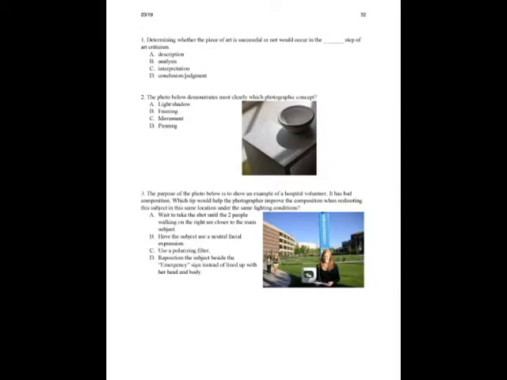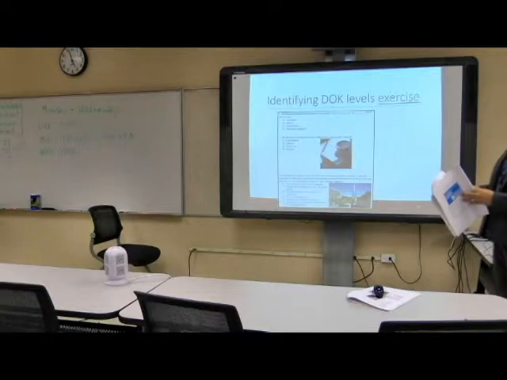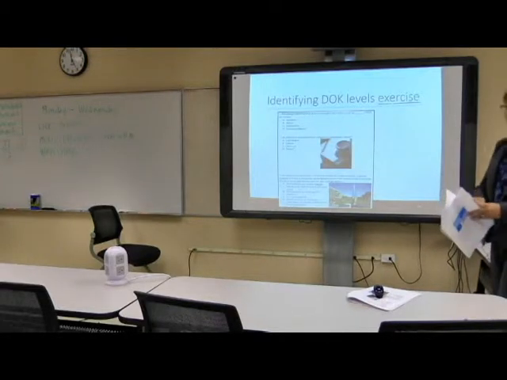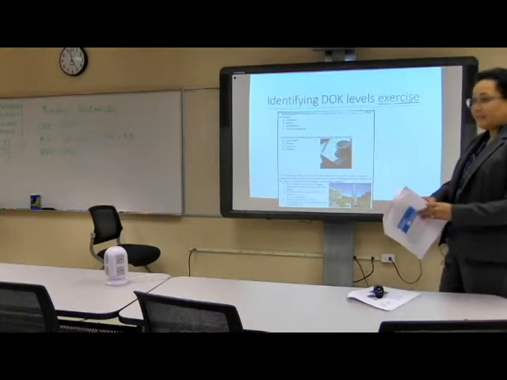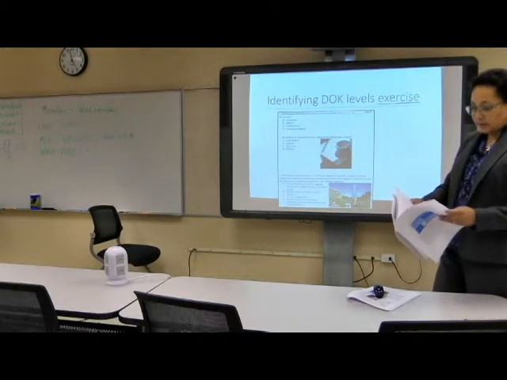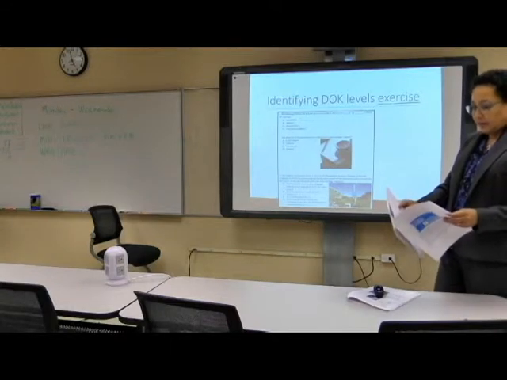Piece of art is successful or not would occur in the blank step. Conclusion and judgment. Wow, and she says that so fast. I wonder why. I feel like when we wrote this, did we write this or did you write it? It could be. Well, because those are the steps of art criticism. So at the end, you make a judgment.